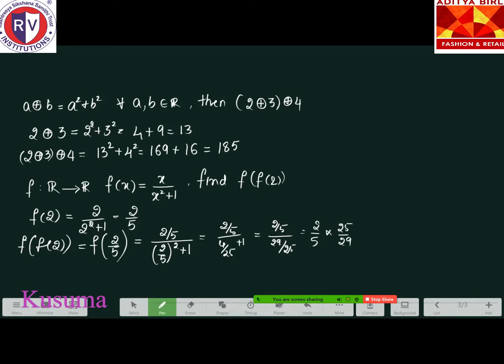So upon solving this, how much will you get? Because 5 times 5 is 25, right? 5 and 5 get cancelled. 2 into 5 will be left out. 2 into 5 will give us 10 divided by 29, this term. So which is your option A? That is 10 by 29.